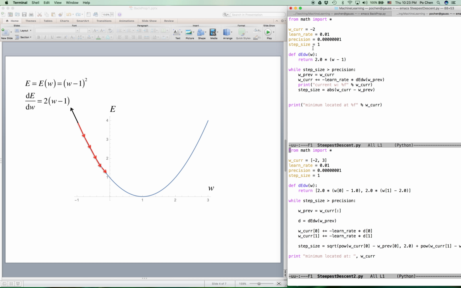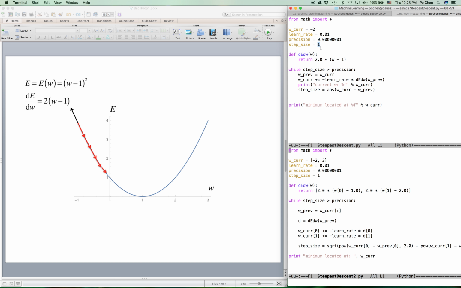And then step_size is used to store the difference between two successive w values. We are modifying w gradually, successively, so there's a difference between the current value and the previous value. And step_size is used to store that difference.